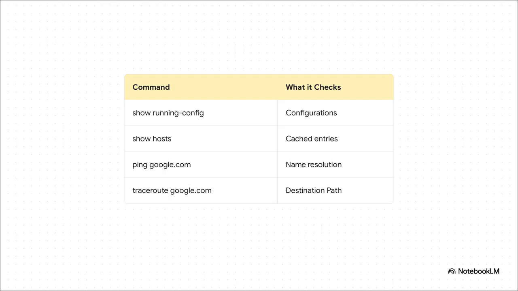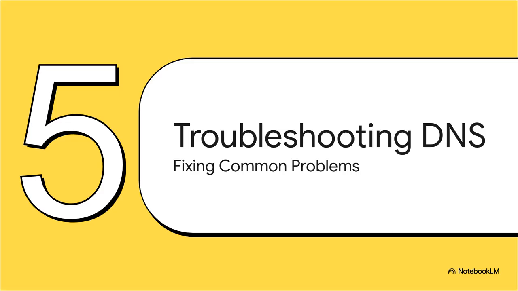Now, to test if DNS is actively working right now, we simply type ping google.com. If we get a response, boom, we know our router successfully asked 8.8.8.8 to translate the name into an IP. And finally, if we want to verify the exact hop-by-hop path the packets are taking to get there, we just use traceroute google.com. And lastly, Section 5, troubleshooting DNS issues.